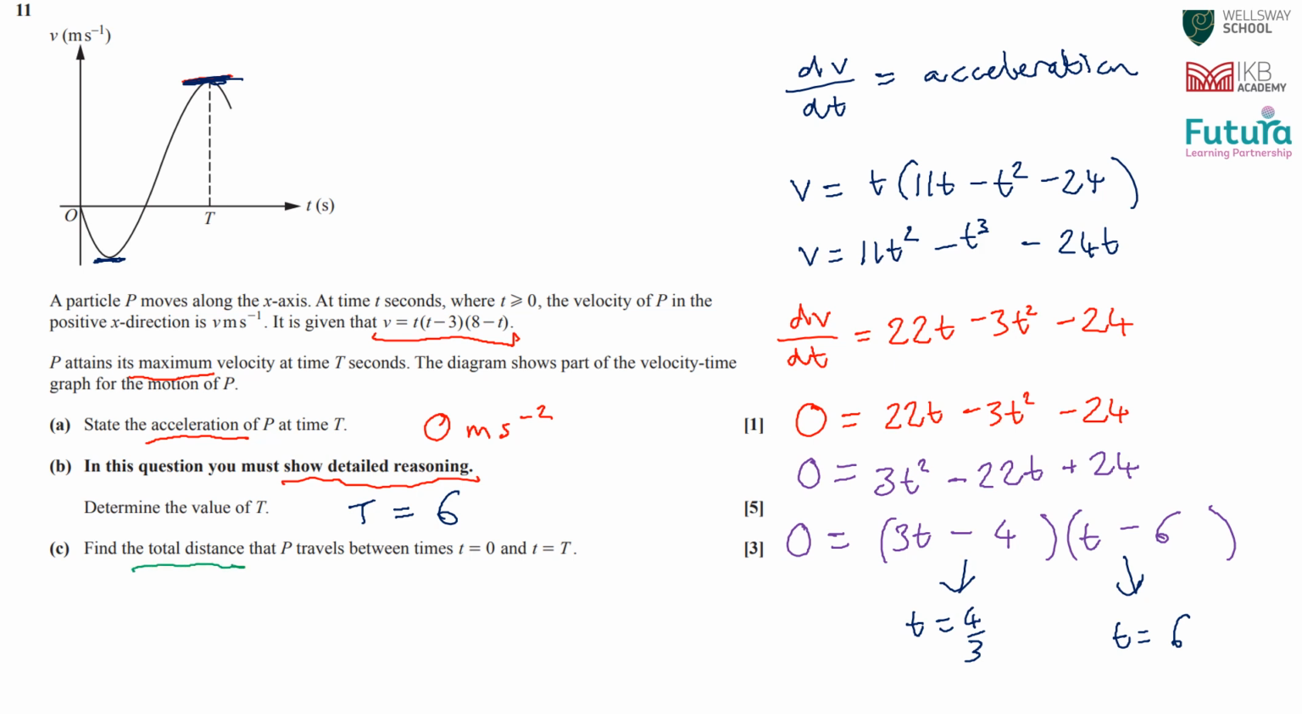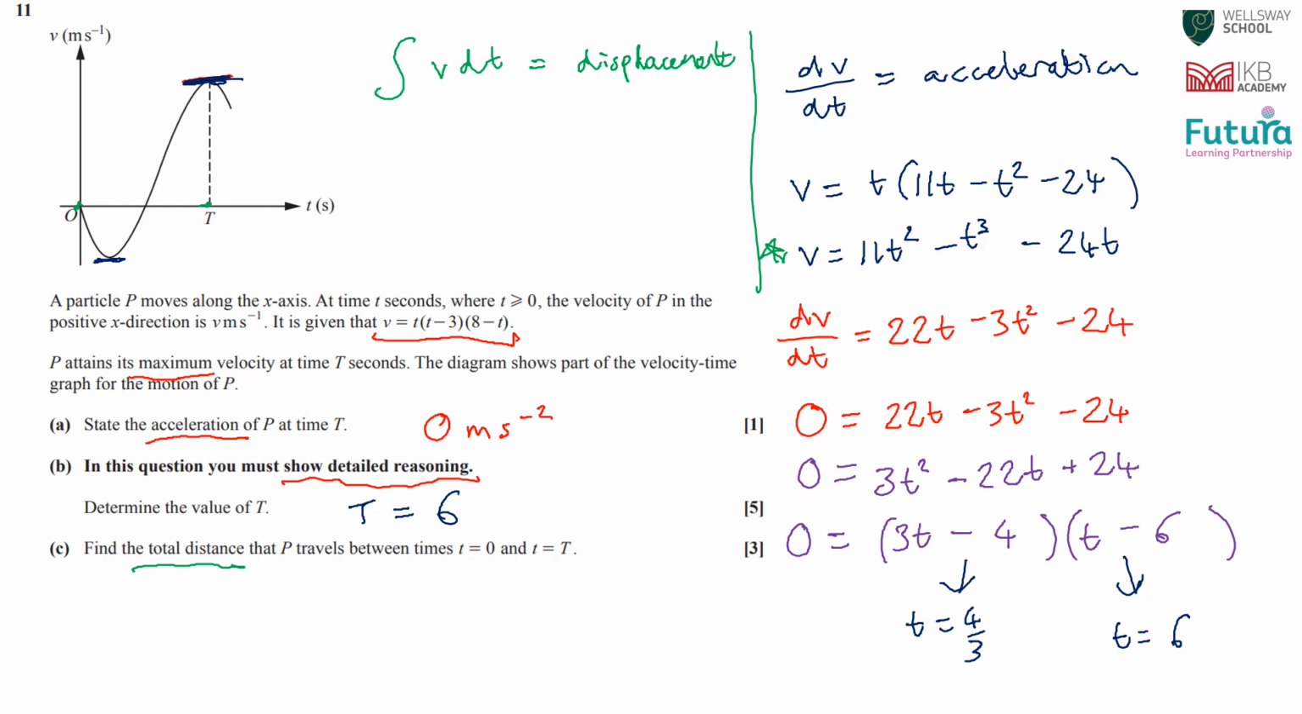Finally, for part C of this question, find the total distance, we're thinking about distance now, that P travels between times t equals 0, which is here, and t equals t, which is here. Now we've got the original function of our velocity. To get from velocity to distance, we need to integrate. So if we integrate velocity with respect to time, we get to displacement. And so that's what we're going to do.